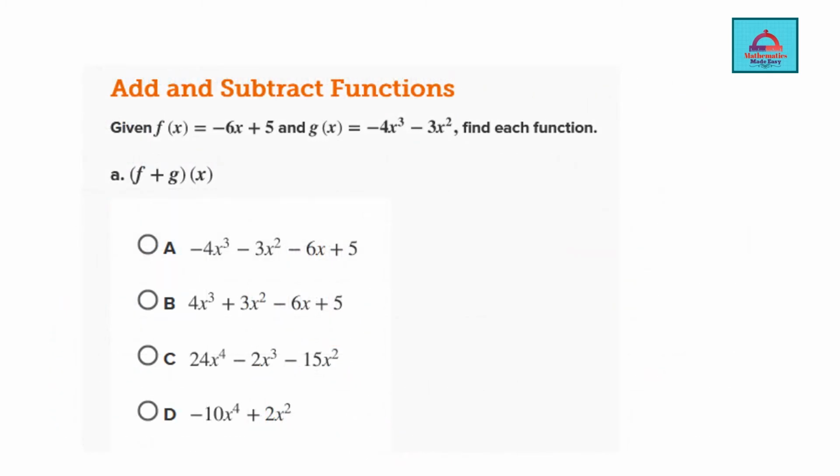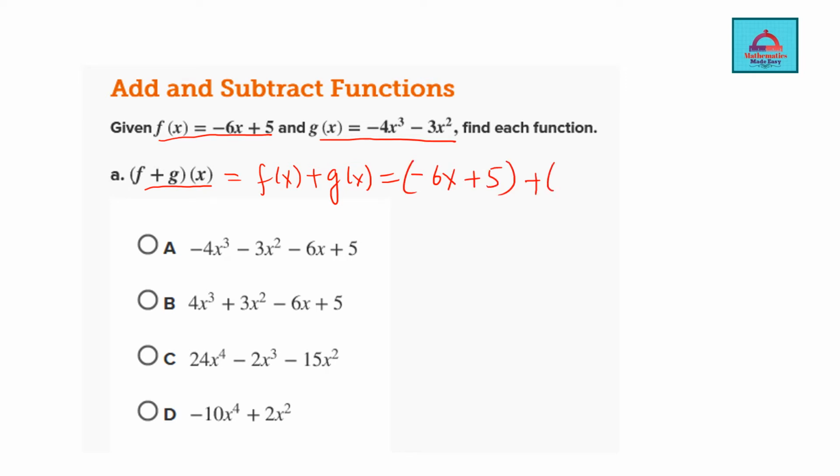Let's solve a question on addition of 2 functions. F of x is given as negative 6x plus 5. G of x is given as negative 4x cubed minus 3x squared. You have to find the addition of the 2 functions. So let's add them together. This is equal to f of x plus g of x. First I put the value of f of x, which is a function, in a bracket, and then I add to it g of x, negative 4x cubed minus 3x squared.